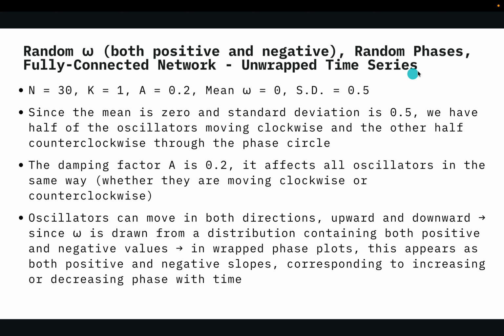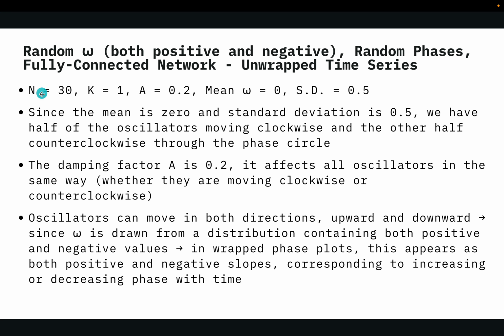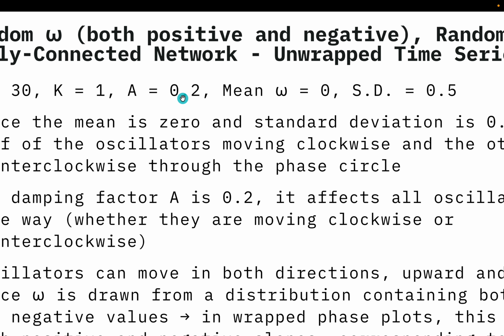Random omega, both positive and negative, random phases, fully connected network, unwrapped time series. So n is 30 for this simulation. These are the parameters: 30 oscillators, k is 1, a is 0.2, mean omega is 0. Standard deviation is 0.5. Now, just by looking at this, you can see that omega runs from minus 0.5 to plus 0.5 distributed normally, and a is slightly positive, 0.2.